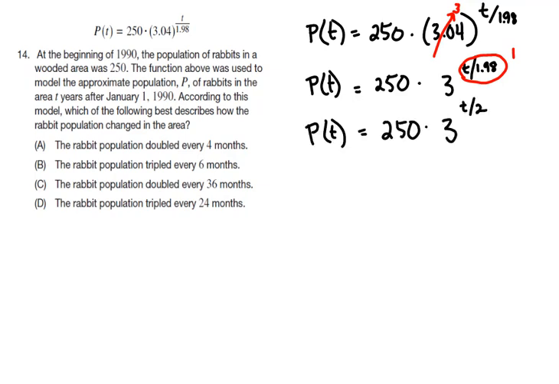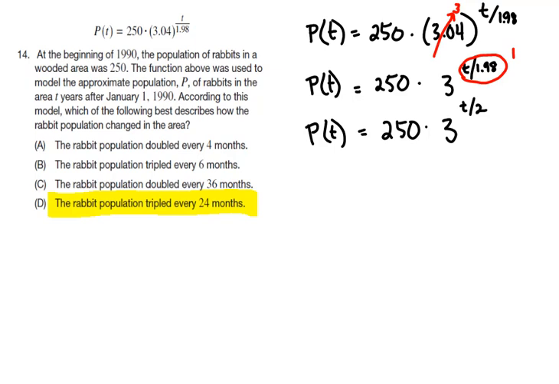And when we do that, you can see that when t is equal to 2, then 2 over 2 becomes 1, and 3 to the first power would become 3, and you would triple in t equals 2 years. Recall that t is measured in years here. So in 2 years, that quantity would triple, and so that is equivalent to the rabbit population tripling every 24 months, which is 2 years.